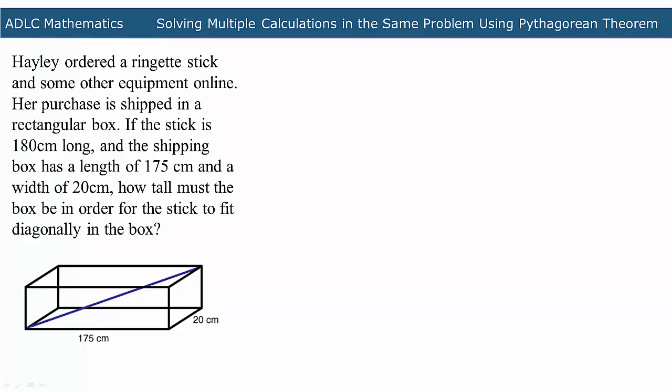If the stick is 180 centimeters long and the shipping box has a length of 175 centimeters and a width of 20 centimeters, how tall must the box be in order for the stick to fit diagonally in the box? This problem can be solved in steps.